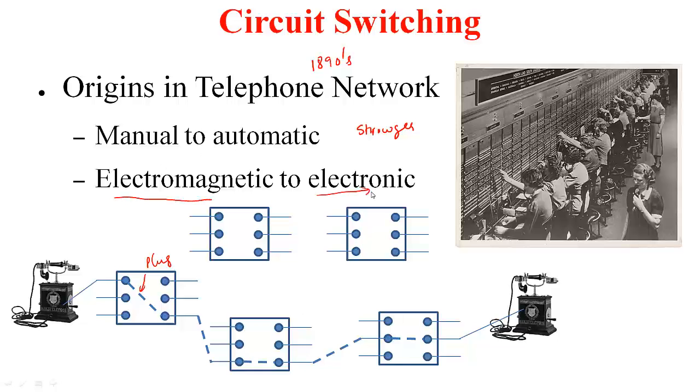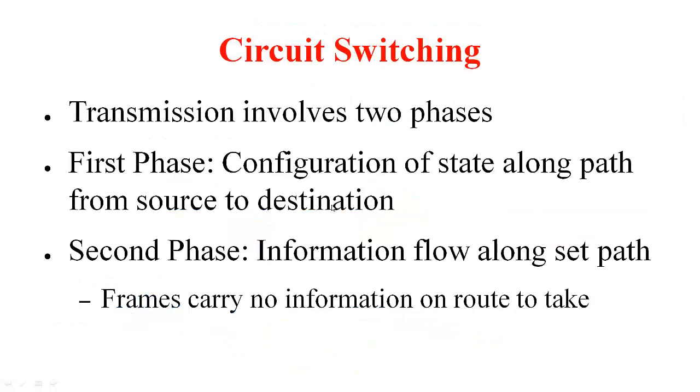Circuit switching involves two phases. In the first phase, basically you establish a path between the source and the destination. And in the second phase, the actual information or data flows along the established path. Now this information that is flowing in the form of frames does not carry any information on a route to take, because that has already been established prior to the data flow itself.